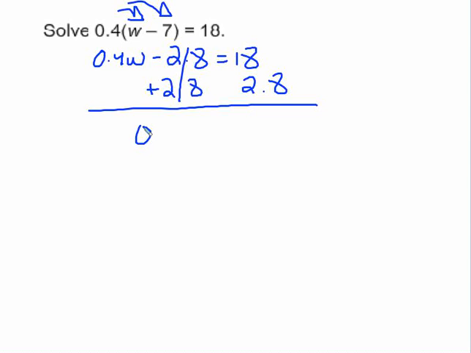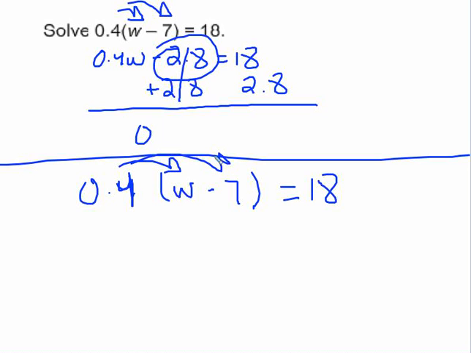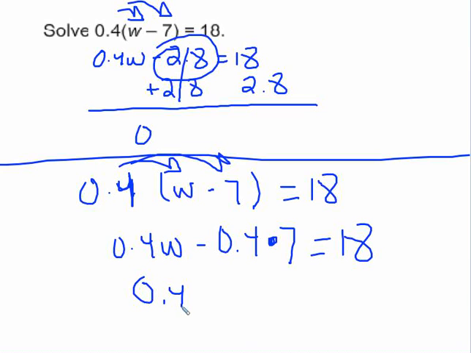You know what? I'm actually going to start this one over because I actually skipped a step. So in order to get that 2.8, that's the step that I had skipped. So let's just draw a line and start over, because here's the thing. Some of you might be ready to jump to that step, but if we're not ready, there's no problem in that. So the step that I skipped was showing my distribution. So I have 0.4w minus 0.4 multiplied by 7 equals 18. So that's where I got my 0.4w minus 2.8 equals 18. So that's where I got this from.